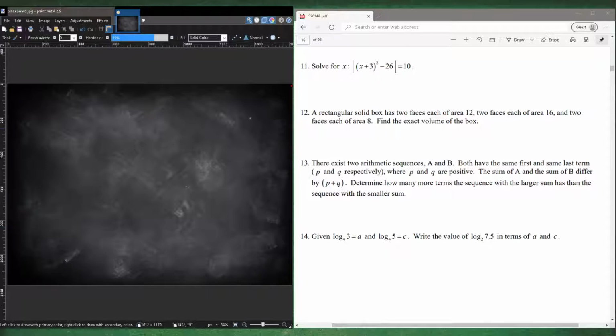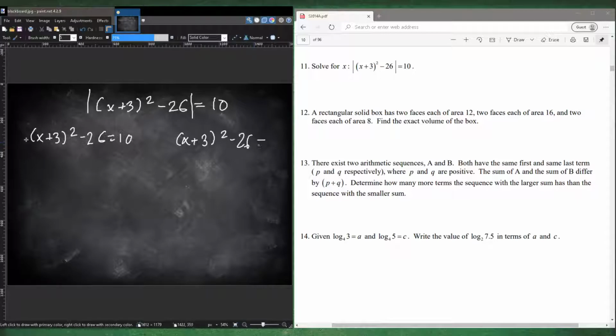Okay, number 11. Solve for x. The absolute value of (x plus 3) squared minus 26 is equal to 10. That means (x plus 3) squared minus 26 equals 10, or (x plus 3) squared minus 26 equals negative 10. So that gives us (x plus 3) squared is equal to 36. So that means x plus 3 is equal to plus or minus 6. So x is equal to 3 or negative 9.